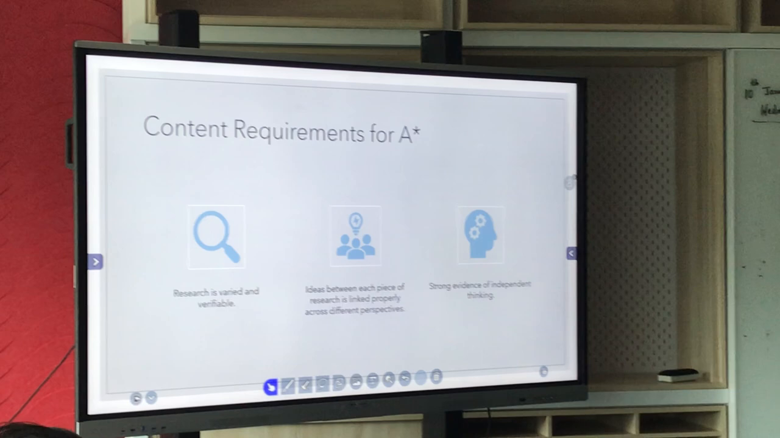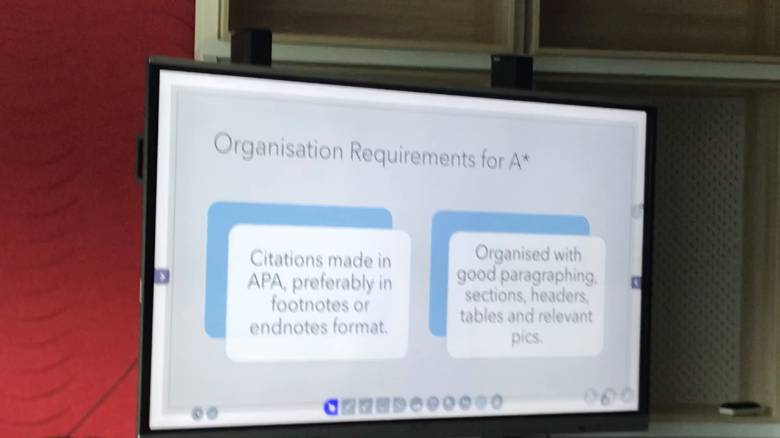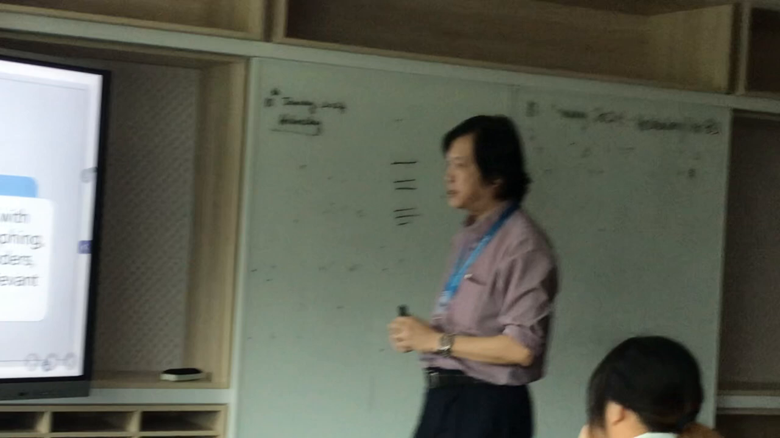Organization. Okay, 12 marks go to your content, 8 marks go to organization. That gives you a full 20 marks for your assignment. What do I need to see if you want to get an A star?